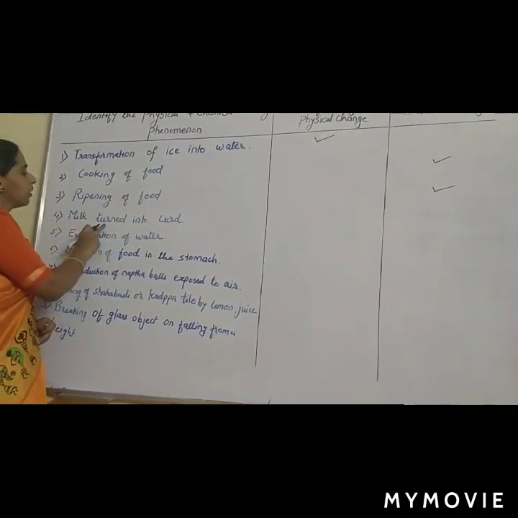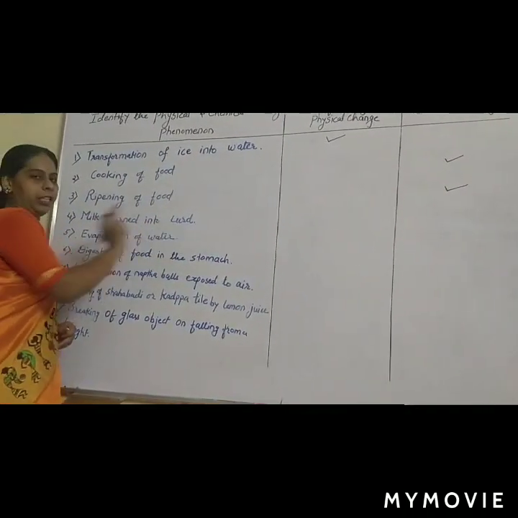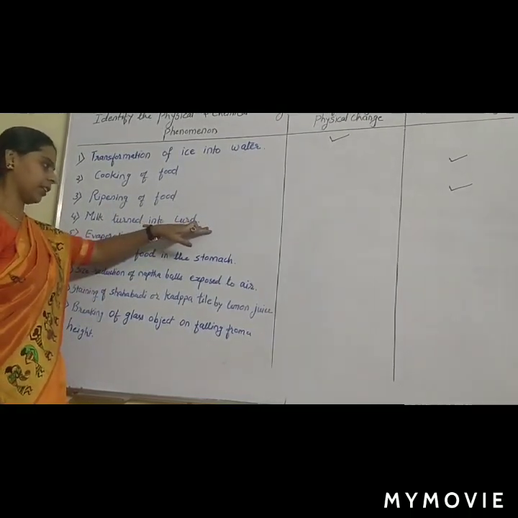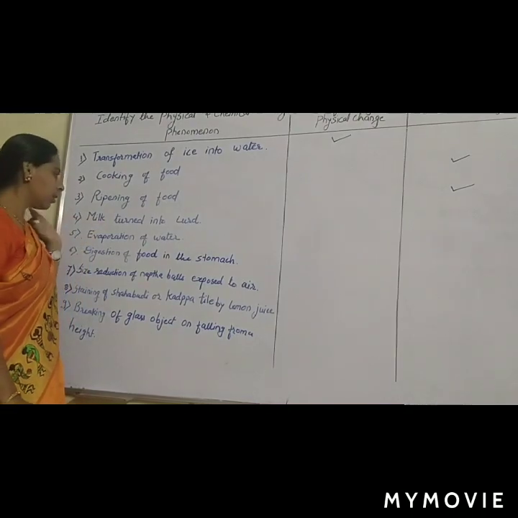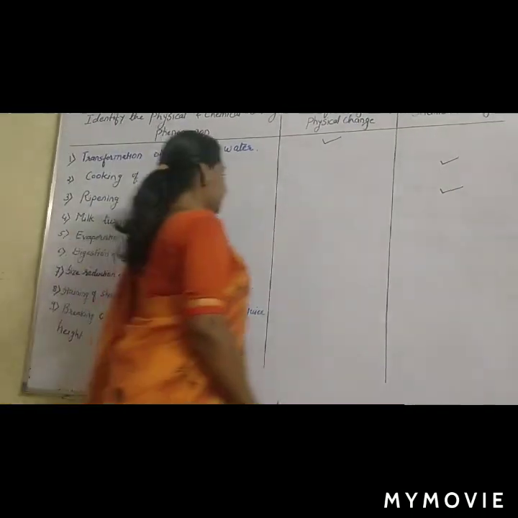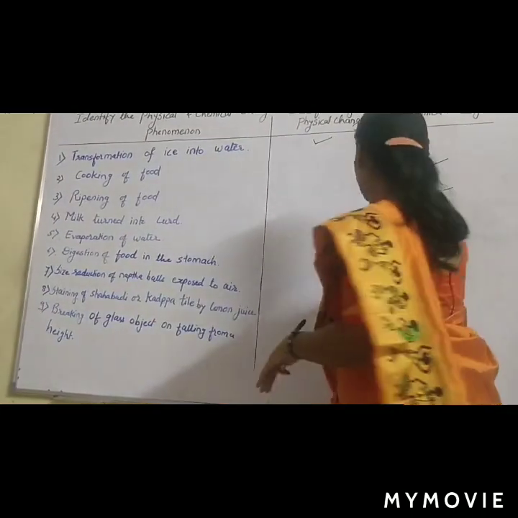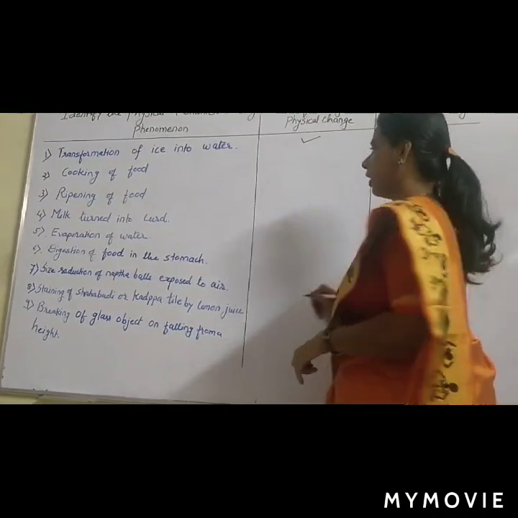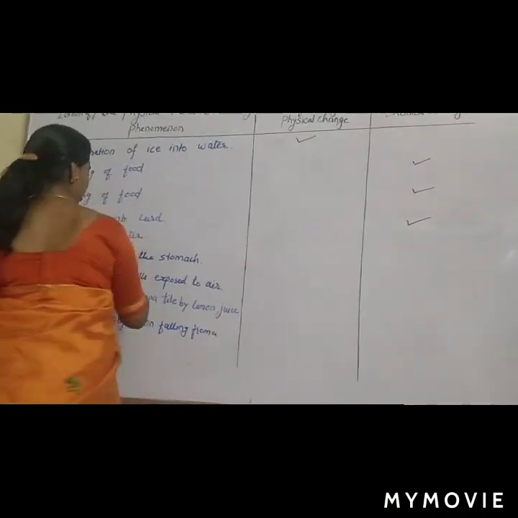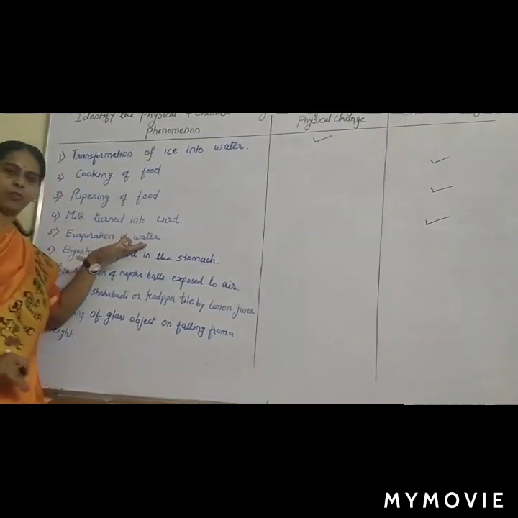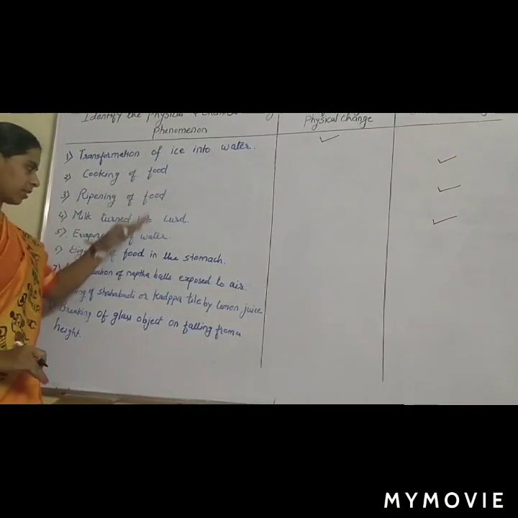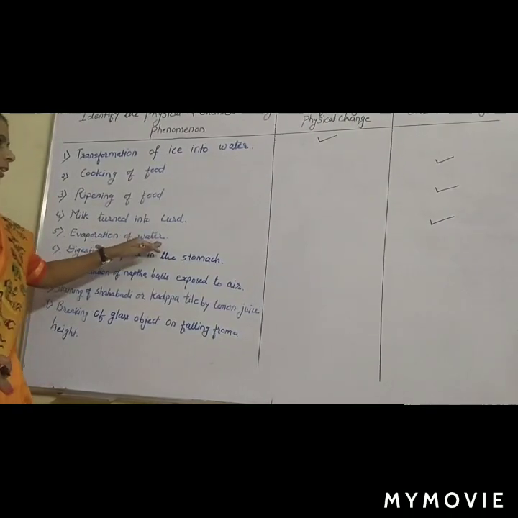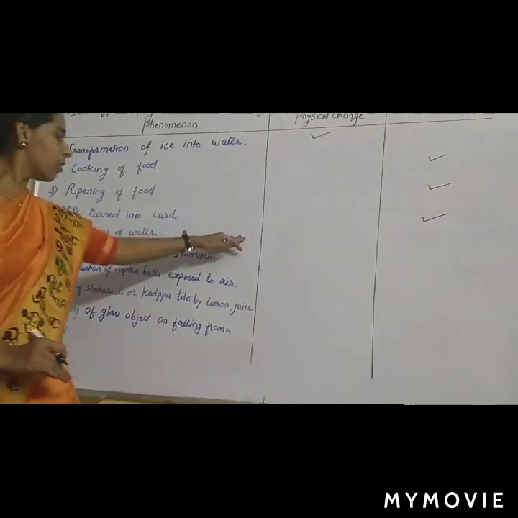Next one is milk turning into curd. Once it turns, it will not reverse back and we cannot get the milk, and hence inside the curd some chemical changes have been carried out. So it is a chemical change. Evaporation of water: during evaporation, only the state of the substance changes, from liquid to gaseous state. So the state of matter changes, and it is an example of physical change.